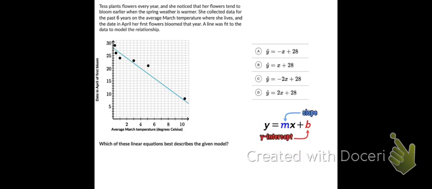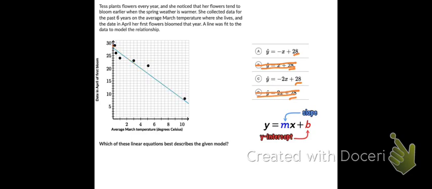So what is the y-intercept? It's 28. Notice each of these has a y-intercept of 28. The slope, notice the slope is going down from left to right. So we know the slope is negative. So the answer is not going to be B, and it's not going to be D. Is the slope either -1 or -2?